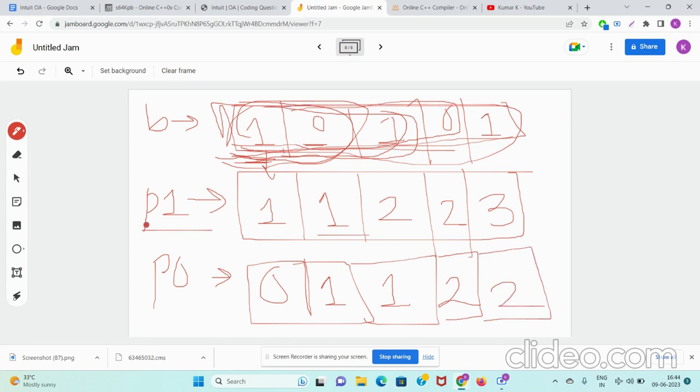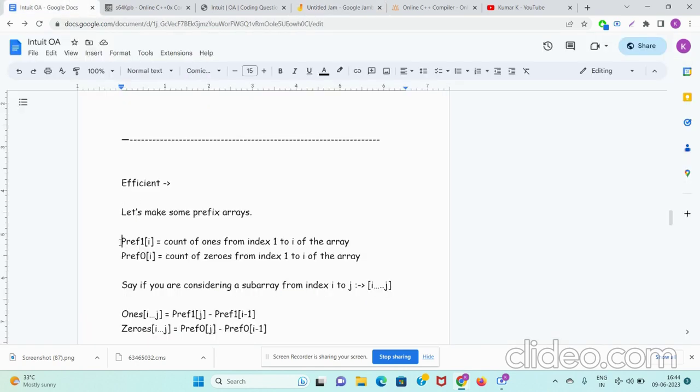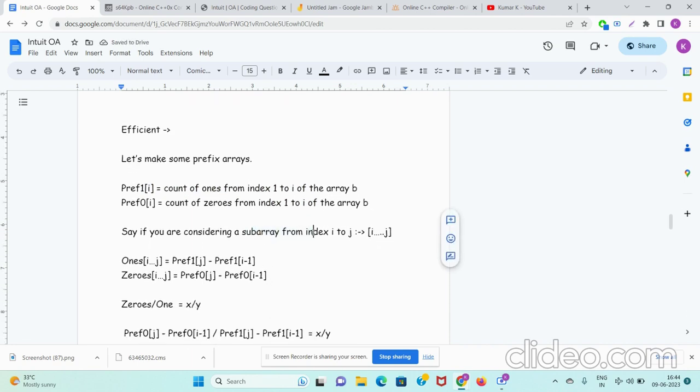So guys, this is called the prefix 1 array, and this is called the prefix 0 array. That is the same thing I have written. Prefix 1 of I will tell you the count of ones from index 1 to index I of the array B, and prefix 0 of I will tell you the count of zeros from index 1 to index I of the array B. Clear, guys?